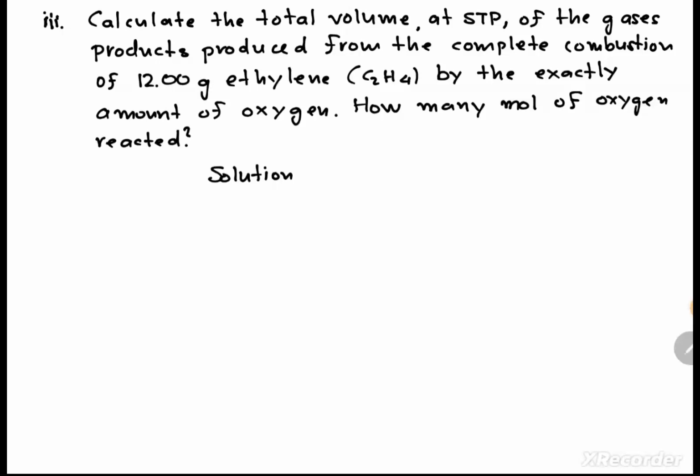First, we write the equation of the combustion of ethylene. The reactants are ethylene and oxygen. The products are carbon dioxide and water. Then we balance the equation.